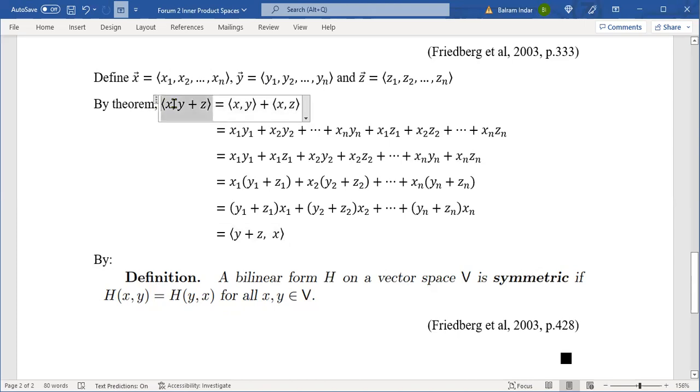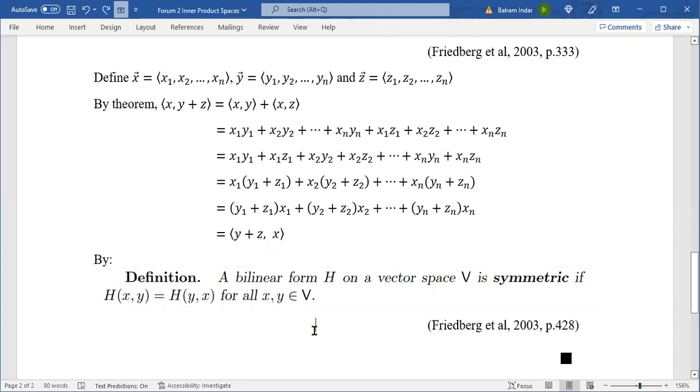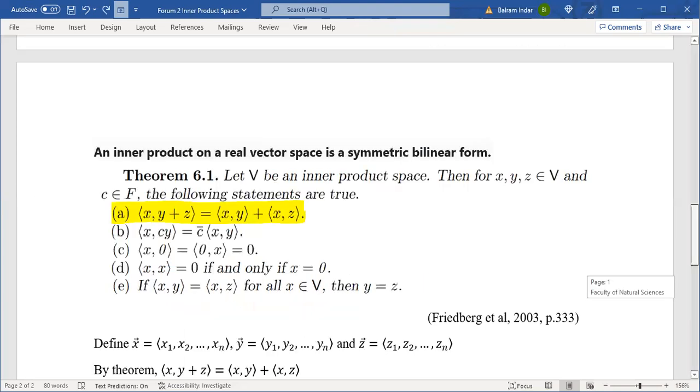Now, if you notice at the top here, I have x appearing first and y plus z at the back. Now I have y plus z appearing first and x appearing at the back. Sorry, just change that. Yes. So you see, definitely we have something here similar to what is stated in the definition. Hence, I conclude that indeed an inner product on a real vector space is a symmetric bilinear form. Thank you for listening.